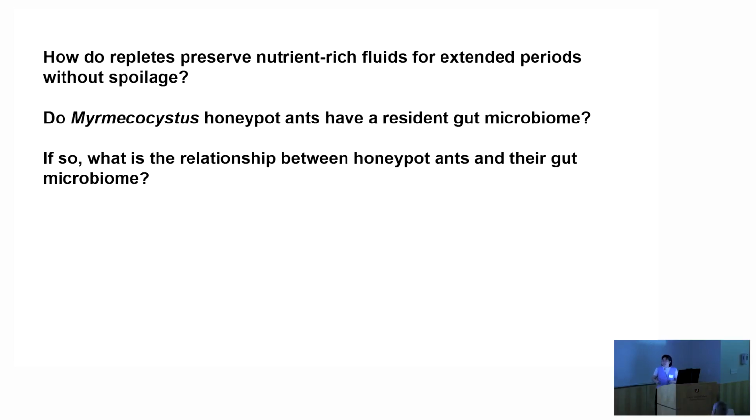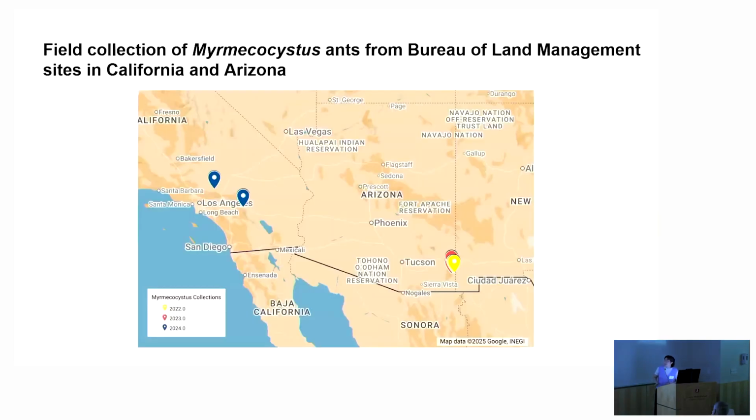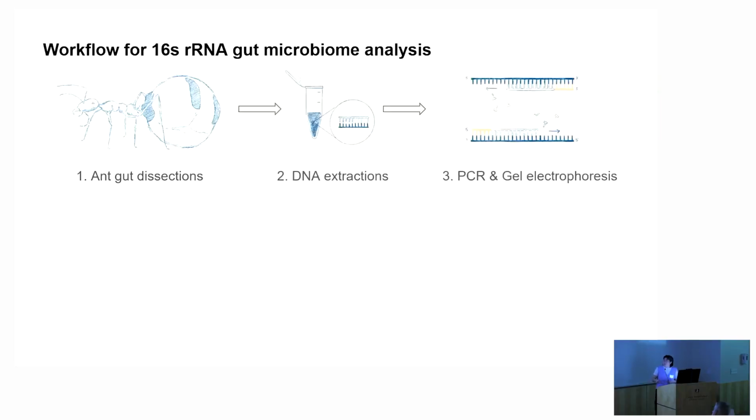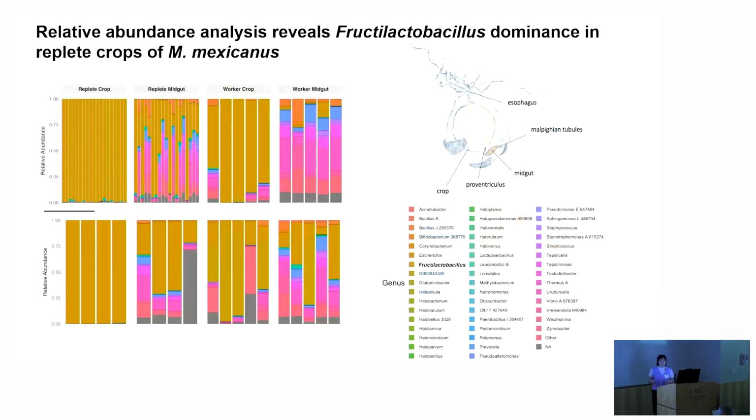Before we can really answer any of these questions, we have to start by asking, what is the taxonomic composition of the gut microbiome within Myrmecocystus honeypot ants? To do that, we collected several species within Arizona and California, and then dissected the crop and midgut from these ants. We did DNA extractions on our gut samples, did PCR and gel electrophoresis to verify amplification, and sent our samples to UConn for library prep and 16S sequencing. When we got our sequences back, we processed and analyzed them. So this is what we know so far.